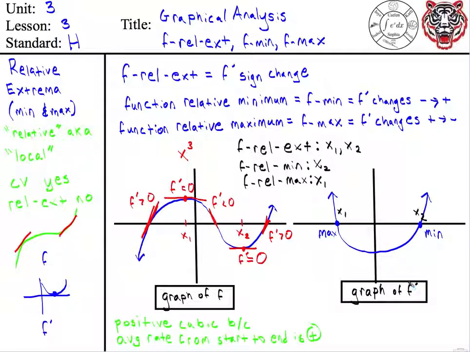So steps: you find the CV, then once you find the CV, determine if it's a minimum or maximum. So find the CV and see if there's a sign change. And then if there is a sign change, go to the next step. I'll write down our steps here really quickly. Step 1: look for f prime equal to 0.